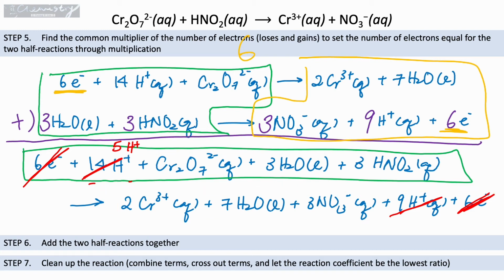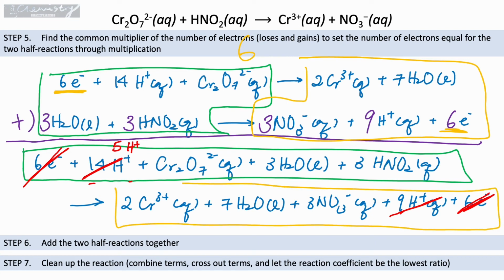So that is the reasoning behind why we can cross things out that way. And then we have 3 waters on the left side and 7 water on the right side. So that is going to end up with 4 waters. And with that said, now we can clean it up. So I will rewrite it to make it cleaner.